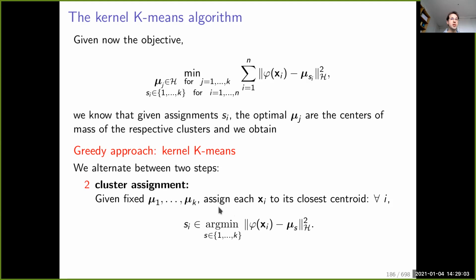So we are going to assign each xi to its closest centroid. These are independent optimization problems, where we are simply going to compute k values for each data point. So this is a simple problem. This is, of course, a simple problem if you can express this as the manipulation of kernel values, meaning if you can use the kernel trick.